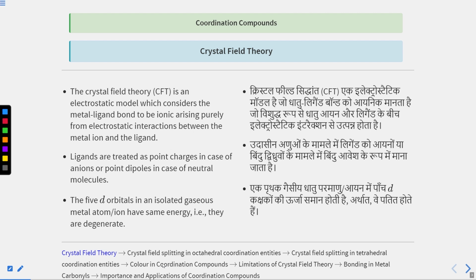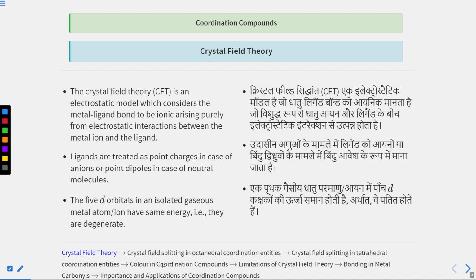So first of all, CFT. How is CFT defined? Earlier we have seen that overlapping of orbitals is taking place and hybridization is done, but CFT takes none of those into consideration, and instead it considers an electrostatic model. It is completely based on electrostatic interaction between the metal ion and our ligand. How does it do so?